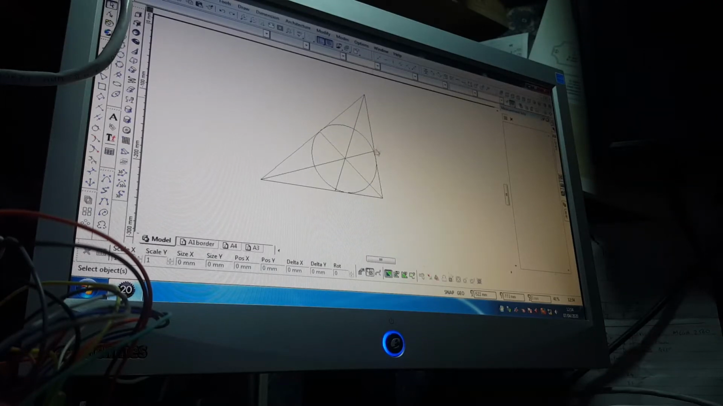Right, part 2. We've looked at the inscribed. Let's better look at the circumscribed circle as well. So this is where TurboCAD can help as well.